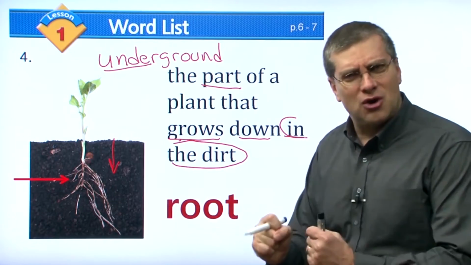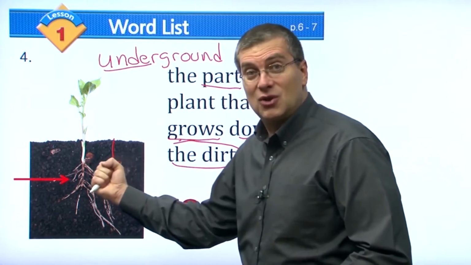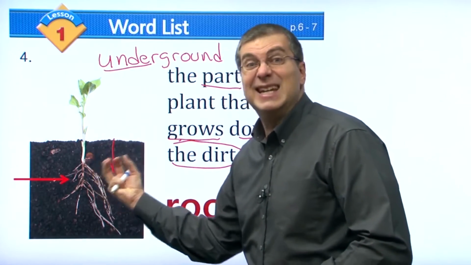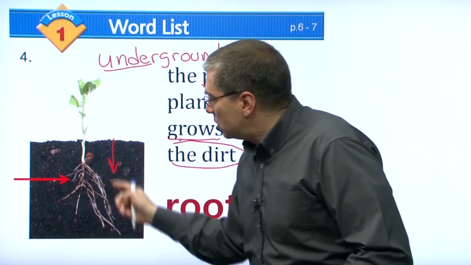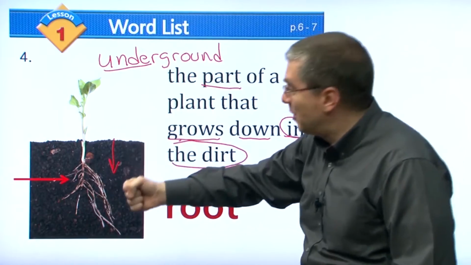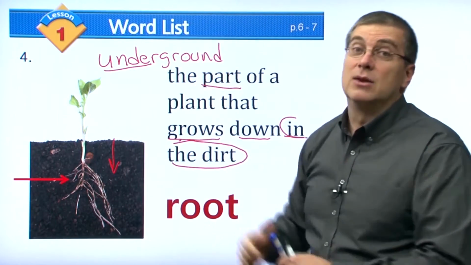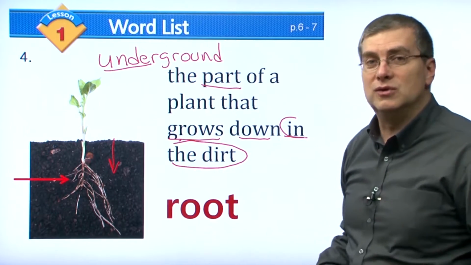Root, right? Strong word. Of course, the roots are strong because they have to be strong because they hold the plant in the ground, right? These roots, we can't see them unless we pull the plant out, right? We pull the plant out of the ground, then we can see the roots. We can see the roots, right?